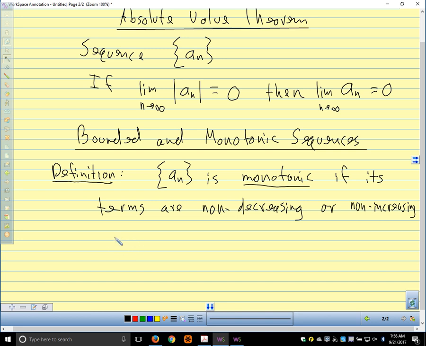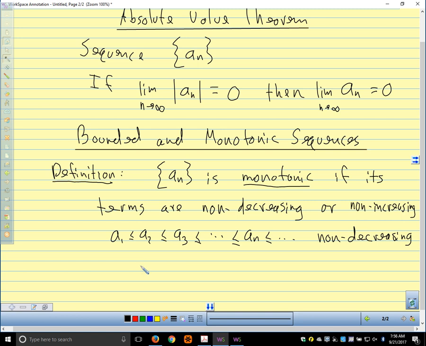So I would write this as a sub 1 less than or equal to a sub 2 less than or equal to a sub 3 less than or equal to dot dot dot less than or equal to a sub n less than or equal to dot dot dot. This is non-decreasing. The terms either continue to increase or they stay constant. They never go down.